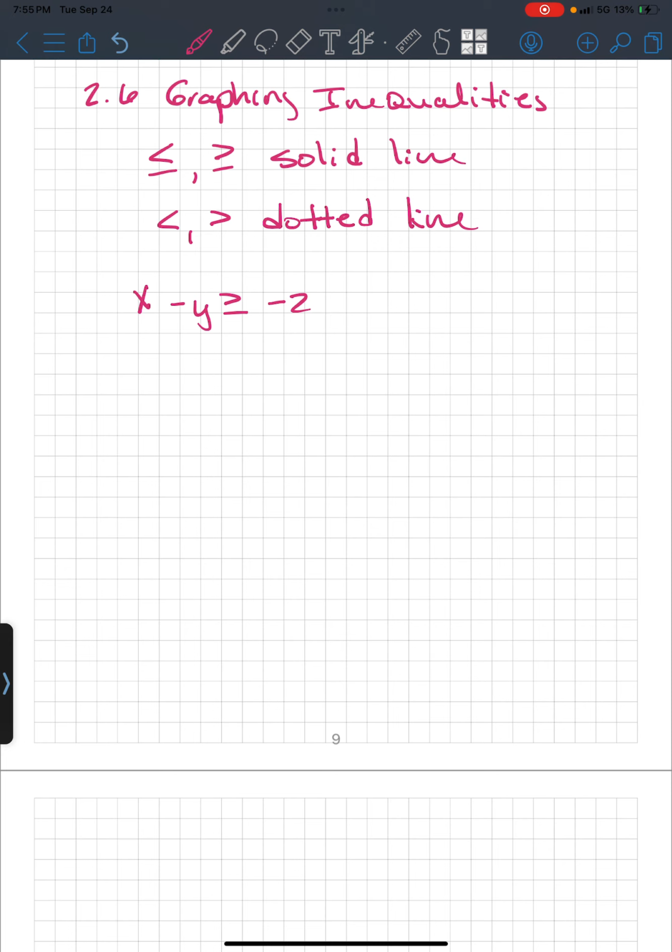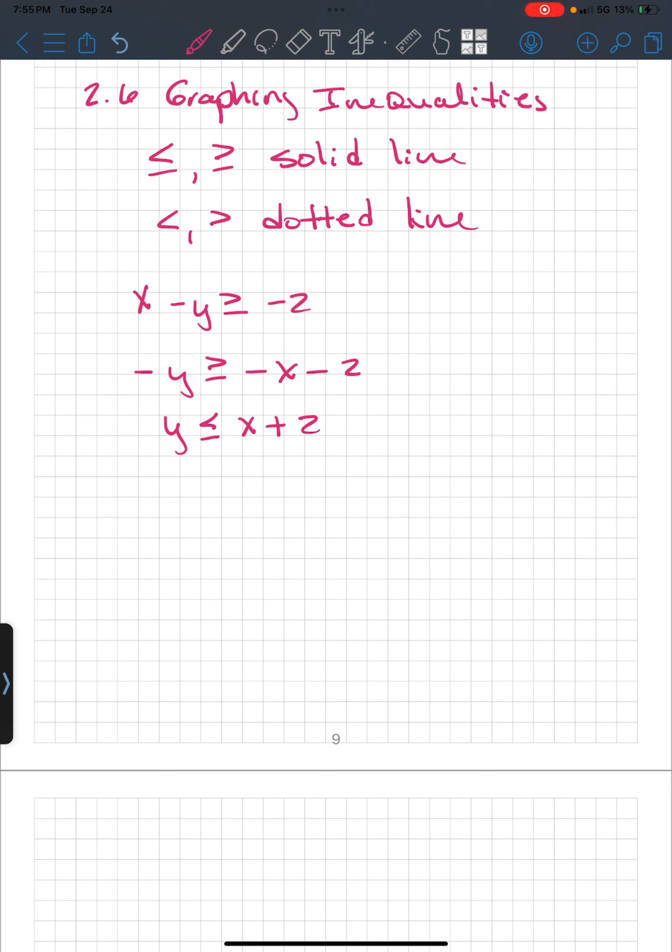In example 1, they say, hey, let's use the x and y intercepts to graph this. I am a slope intercept kind of person, so I'm just going to solve this for y instead of using the x and y intercepts. And remember, when I divide or multiply by a negative in an inequality, it flips the inequality symbol. Do not forget that. Because I had to divide by -1, it changes all the signs.